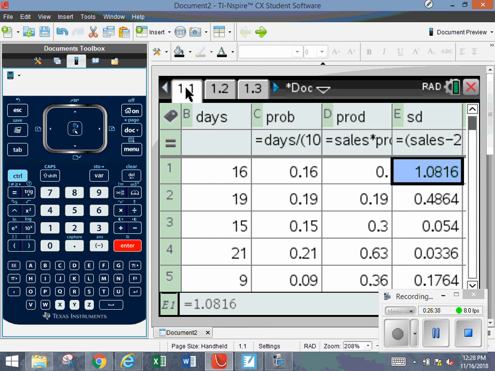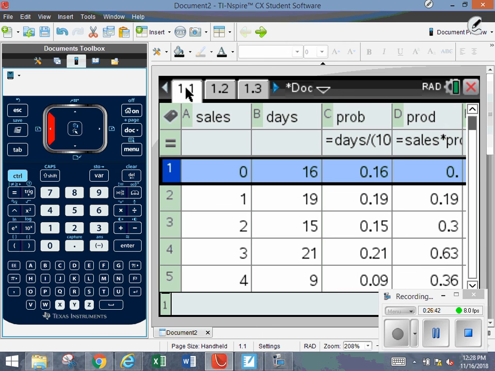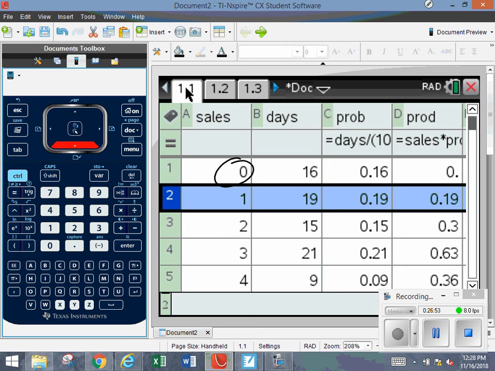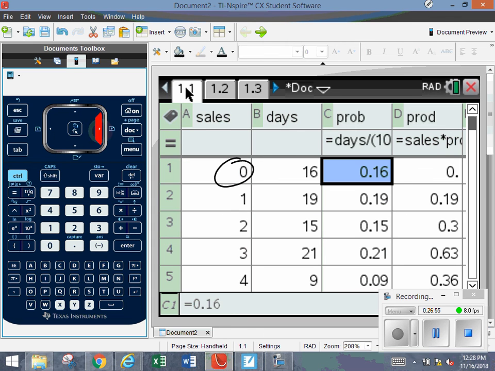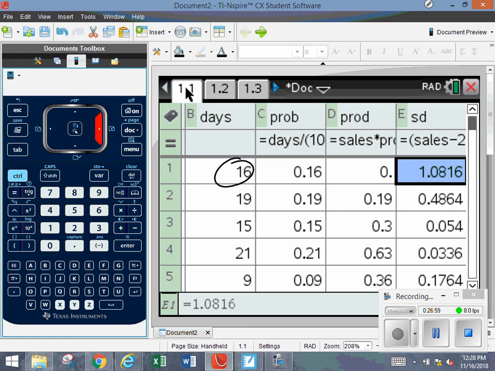And what is that doing? It is multiplying 0 minus 2.6 squared, and then it's multiplying it times that value right there.